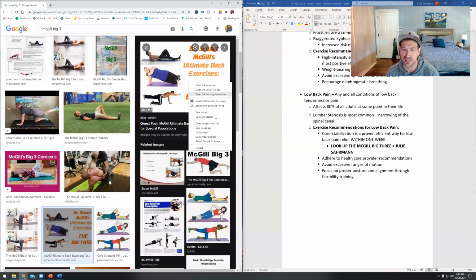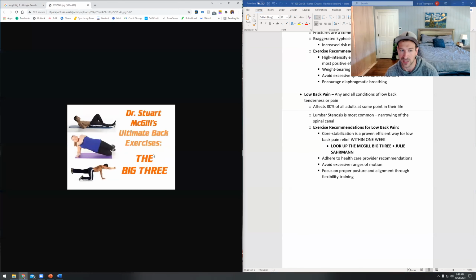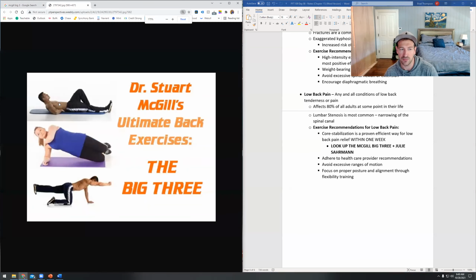But it's basically this physical therapist, Dr. Stuart McGill. He came up with these 3 big exercises for spinal stability. I mean, he didn't come up with the exercises, he just kind of studied them. But these are the 3 best is what he found. And everybody in the industry agrees with this guy. Anybody who's a personal trainer, physical therapist, everybody's obsessed with Stuart McGill. He's the spine guy.